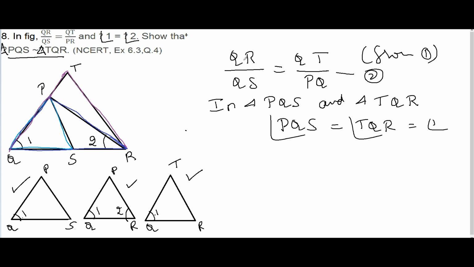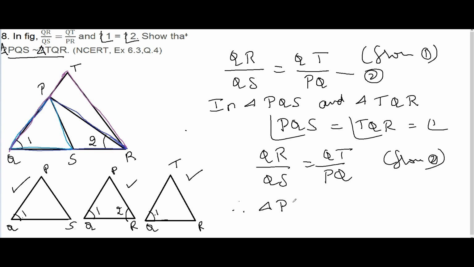So, they are equal. And just now we got this, QR by QS is equal to QT by PQ. So, by SAS, we can easily prove. Therefore, triangle PQS is similar to triangle TQR by SAS similarity. That is the end of this question.